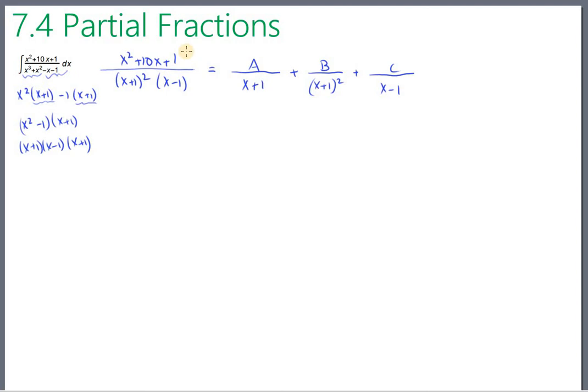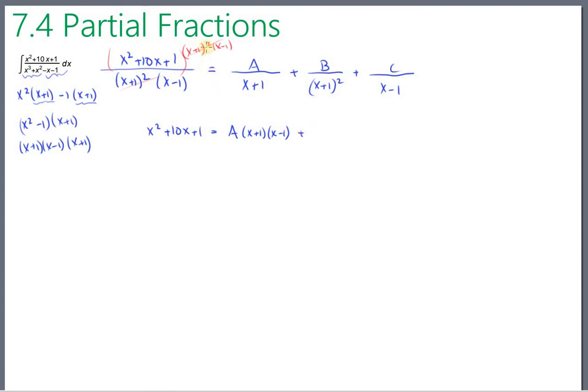We are going to multiply both sides of this equation by the denominator, x plus 1 squared, x minus 1. So again, on the left side, it'll cancel entirely. On the right side, only pieces of it will cancel. Left-hand side, all denominators have canceled. On the a term, one of the x plus 1's cancels. So I get a times the other x plus 1 and the x minus 1.